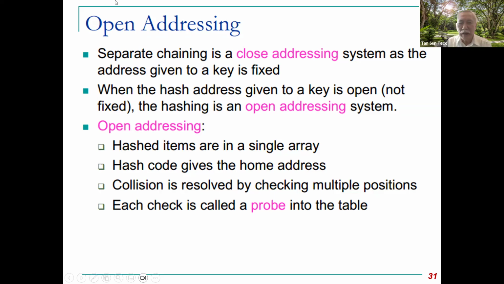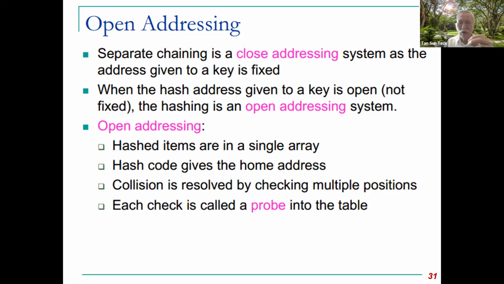So the hashed items are in a single array. The hash code gives the home address. Collision is resolved by checking multiple positions, and each check is called a probe. The value returned by the hash function, you use as an index to go to the table, and you find that this position is occupied by someone else. So this is the first probe. Every time you go to the home address, it's called the first probe.